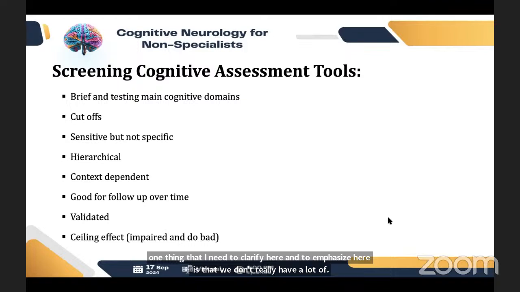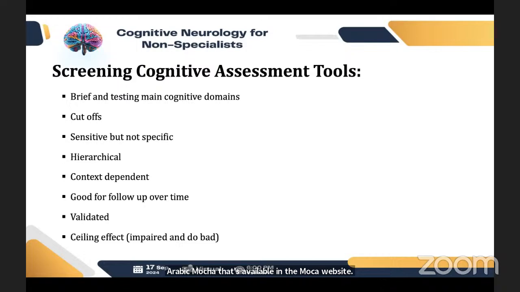We do have an Arabic MMSE that was part of the Sirad that was translated, and normative values were developed in Oman. And we do have the Arabic MoCA that's available on the MoCA website. But I just want to remind you that we don't have validation for those. So the availability of an Arabic version does not mean that you can use it, and you can use the same cutoffs for our Arabic speaking people who are coming from a completely different culture.